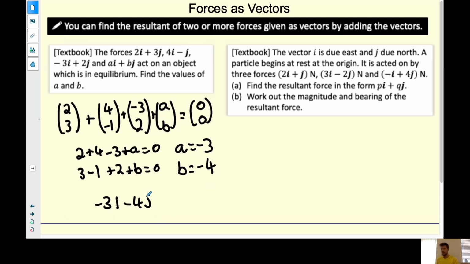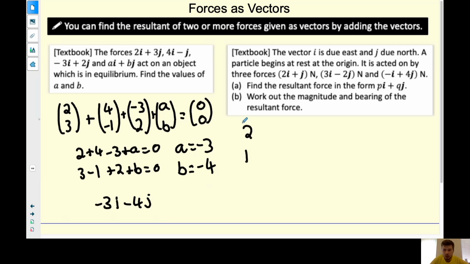Okay, the next one, the vector I is due east and the vector J is due north. So again, vertical and horizontal components. And a particle begins at rest at the origin. It is acted on by 3 forces: 2I plus J, 3I minus 2J, and minus I plus 4J. Find the resultant force. So again, for the resultant force, I'm just going to add all these together.